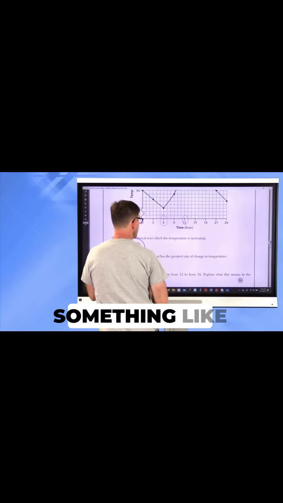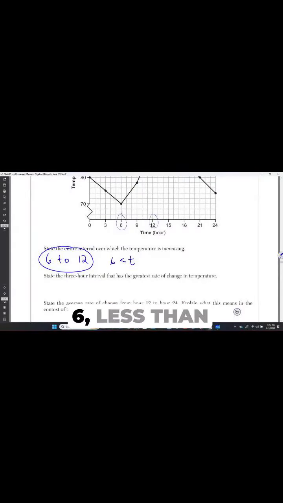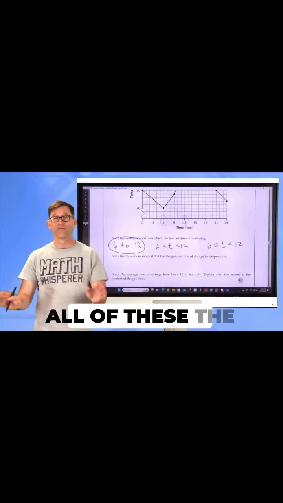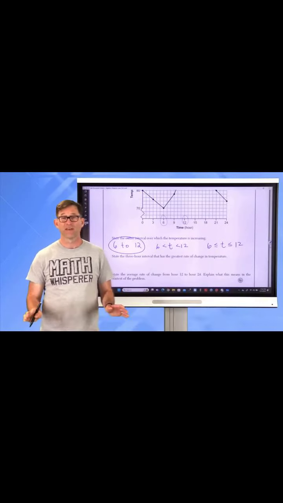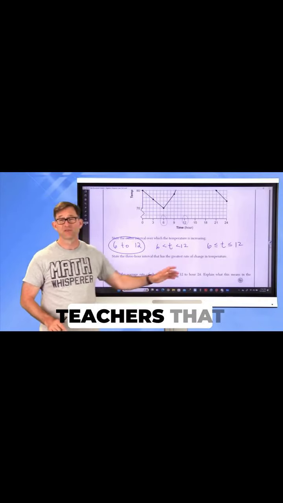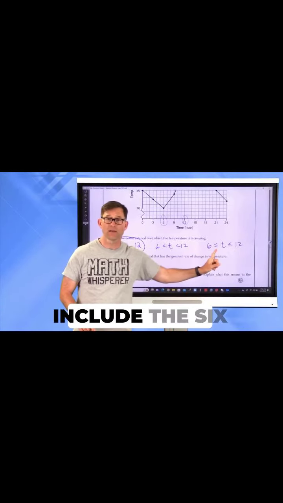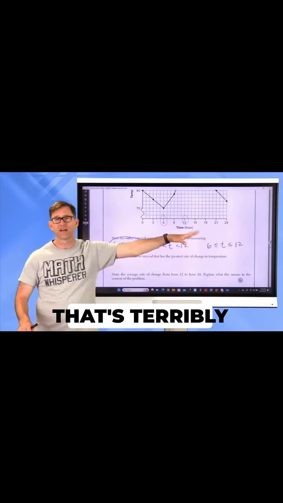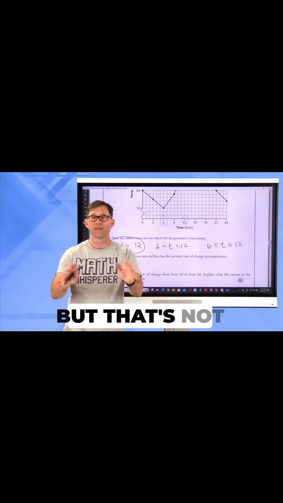If you said something like t is greater than 6, less than 12, that would be great. If you even said 6 is less than or equal to t is less than or equal to 12, that would be great. All of these, the state will take, all right? Now there's some math teachers that are like, absolutely not. You can't include the 6 or the 12. That's terribly wrong, and I would disagree, but that's not the point here.